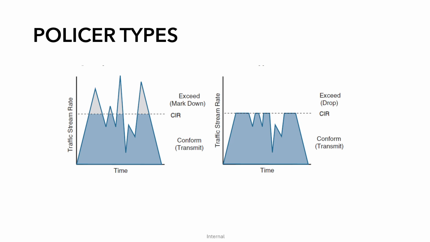I will not go into detail. I will just give you a brief understanding of what it is. The single rate 2 color marker policer uses only one CIR. If you see, there is a dashed line and there is a CIR. Left side is the policer, marking down the traffic which exceeds, and the right side is the one dropping. So it uses only one CIR, and traffic is either, as I said, conforming within the CIR, allowed, or exceeding above CIR, dropped or remarked.